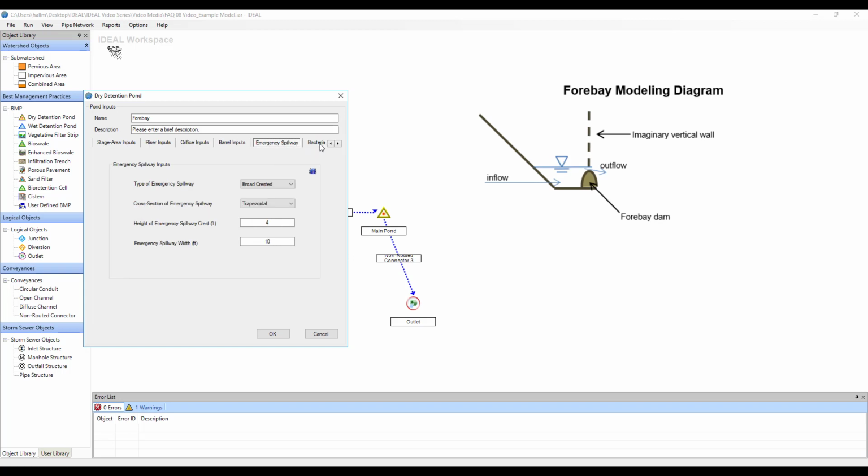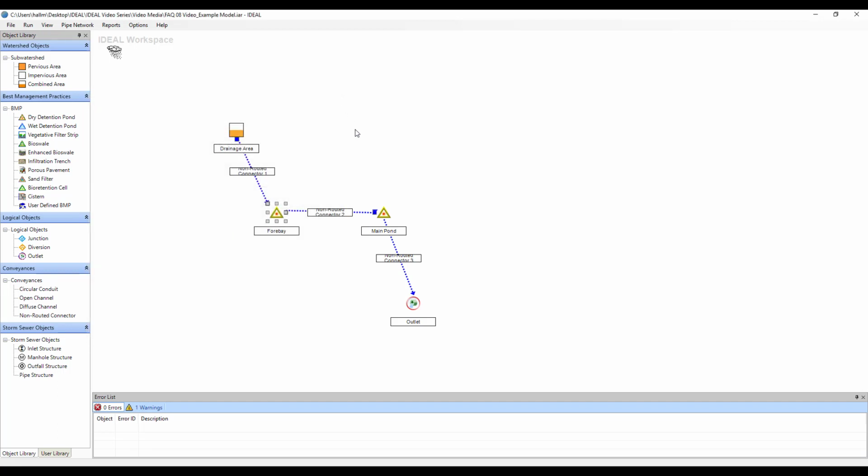For the forebay, the emergency spillway will be the primary means of discharge. The emergency spillway input should be filled in according to the dimensions of the designed forebay dam. Another dry detention pond object is used to model the main pond area, and the two ponds are connected using a non-routed connector. Before discussing the inputs for the main pond, consider this.